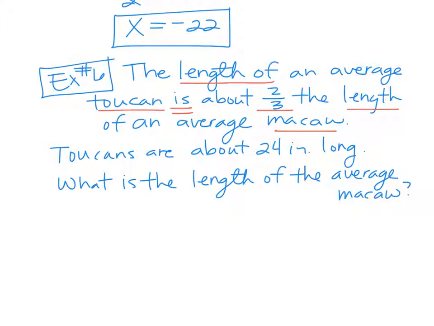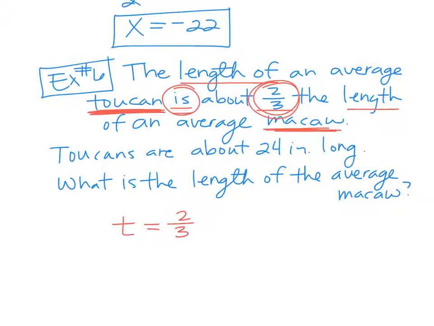Don't discourage. At least she's trying, right? Okay. Yes. T equals 2/3, and M equals. You're close. Okay, look, listen. The length of a toucan, that's T, equals 2/3 of the length of an average macaw. So the length of a macaw is M.